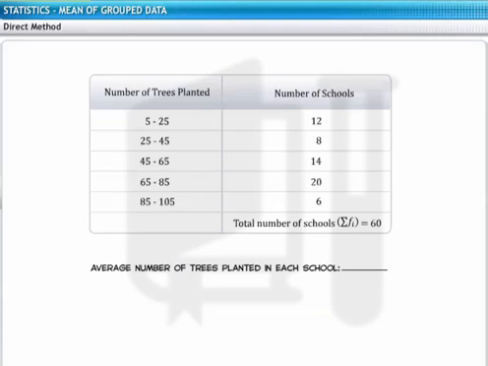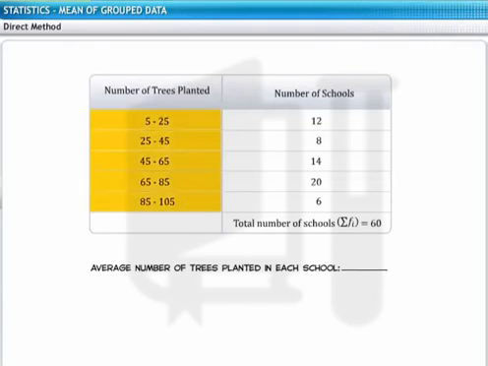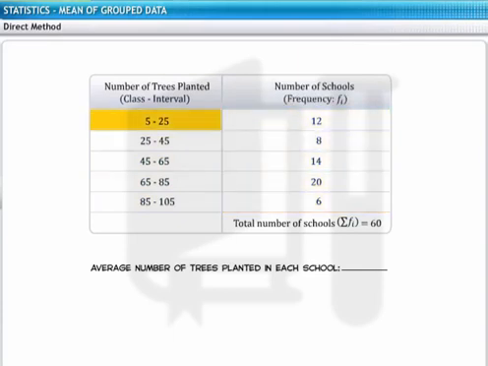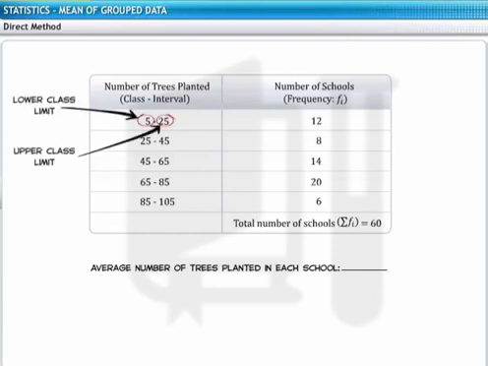What do the two columns in this table represent? The first column represents the class interval of grouped data, and the second column represents the frequency for each class interval. The first step to finding the mean of grouped data using the direct method is to find the class mark for each class interval. Let's denote the class mark as xi. The xi for each class is equal to half the sum of the upper and lower class limits of each class interval.